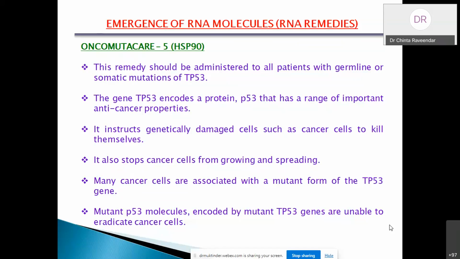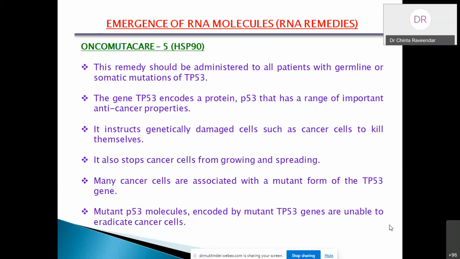The gene P53 encodes a protein P53 that has a range of important anti-cancer properties, as I've already shared. It instructs the genetically damaged cells, such as cancer cells, to kill themselves, apoptosis. It also stops the cancer cells from growing and spreading, as I've already shared. Many cancers are associated with a mutant form of P53.